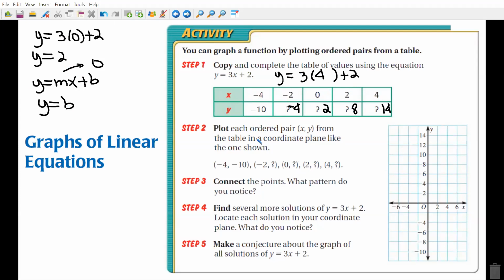So guys, over here, I can see I'm going to have my x's and my y's. And remember that in the first activities you had to do on Khan Academy, you were going to graph. Well, it says, plot each ordered pair, x, y, from the table in a coordinate plane like the one shown. So negative 4, negative 10. Negative 2, negative 4. And then 0, 2, and then 2, 8, and finally 4, 14, right?